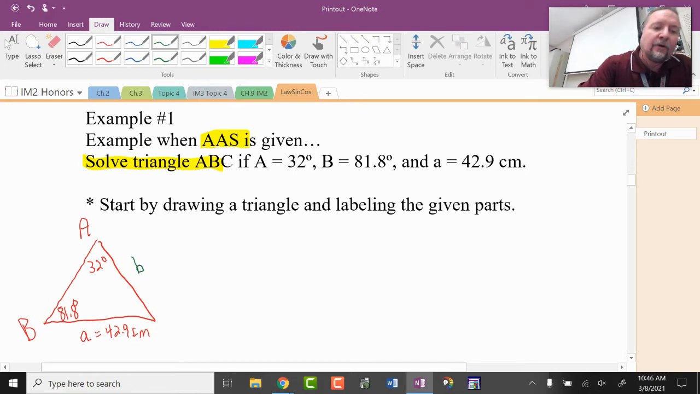So this is what I would do. Okay, this is side B. This is triangle ABC, so that's angle C. And then this must be lowercase side c. So this is what it means to solve a triangle. Those are the 3 parts that are missing. So I need to find those.